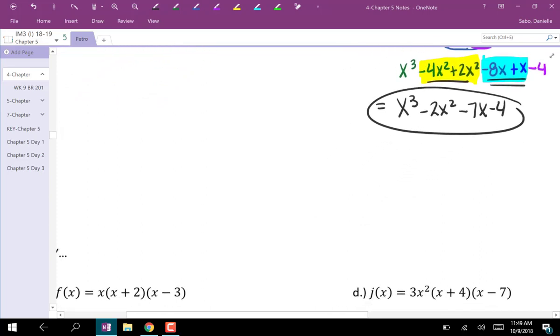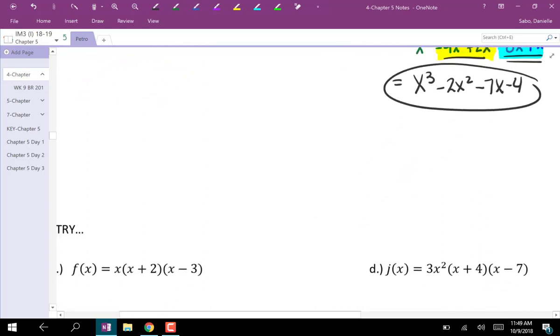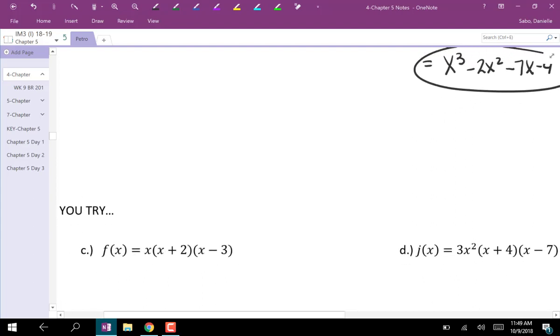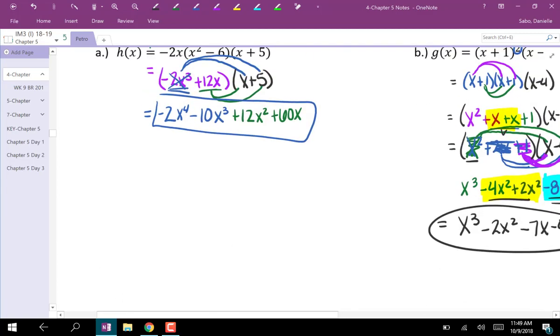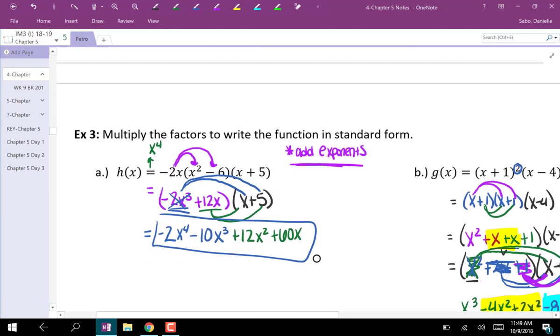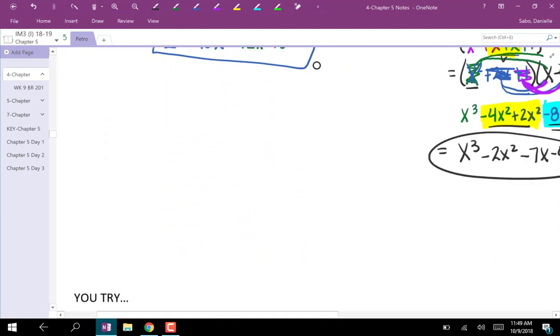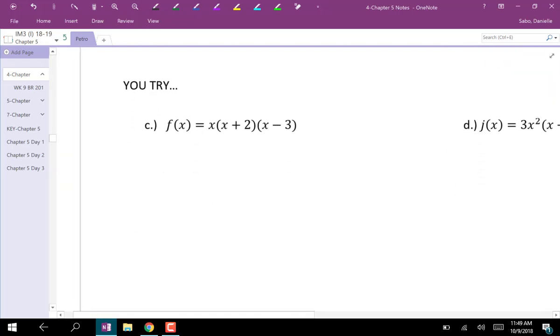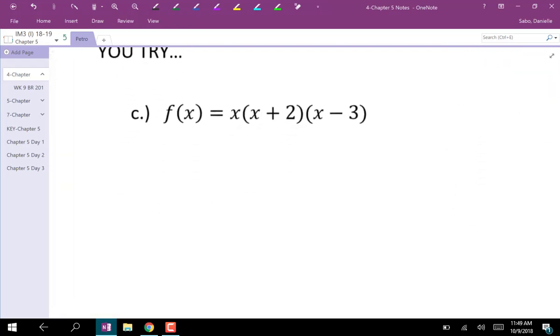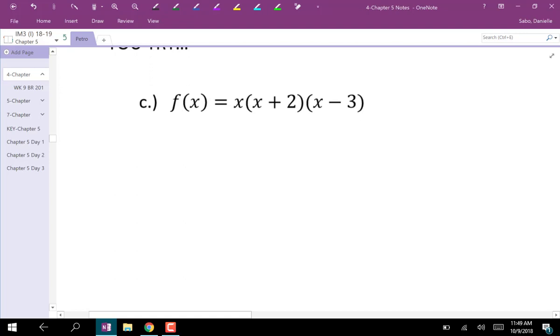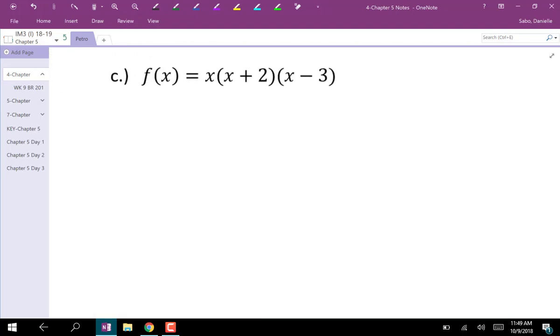Okay. I want you guys to try C. C looks just like letter A, but a little bit easier actually than letter A. I want you to try it and see how you do. And then I will end with you on the last one just to make sure that you're getting it.